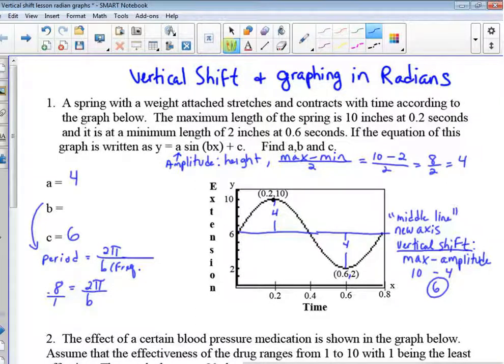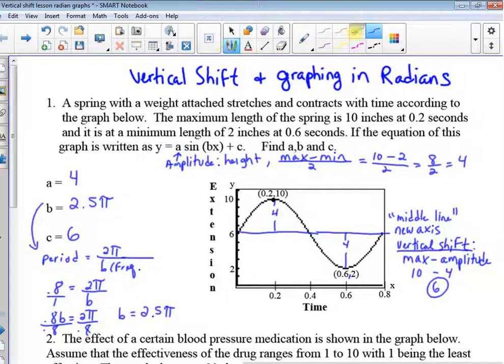So when I cross multiply that, I get 0.8b equals 2 pi, and when I divide by 0.8 on both sides, I get b is equal to 2.5 pi. So 2 divided by 0.8 is 2.5. So that is our frequency. Okay?